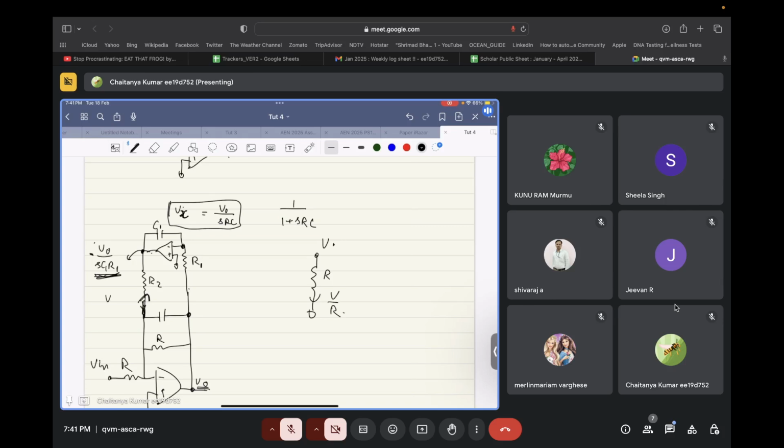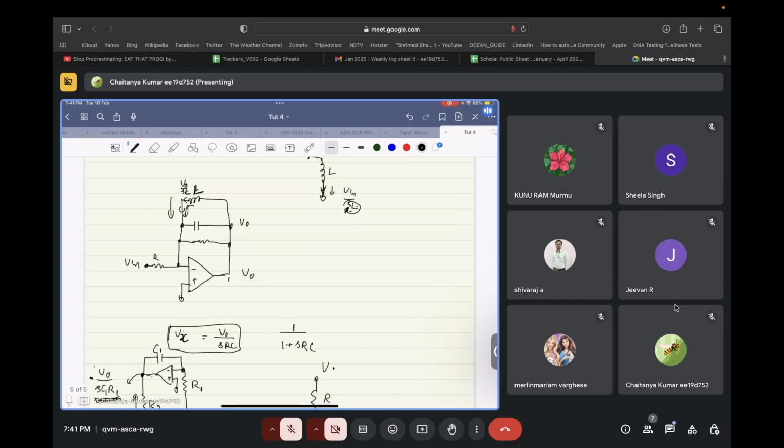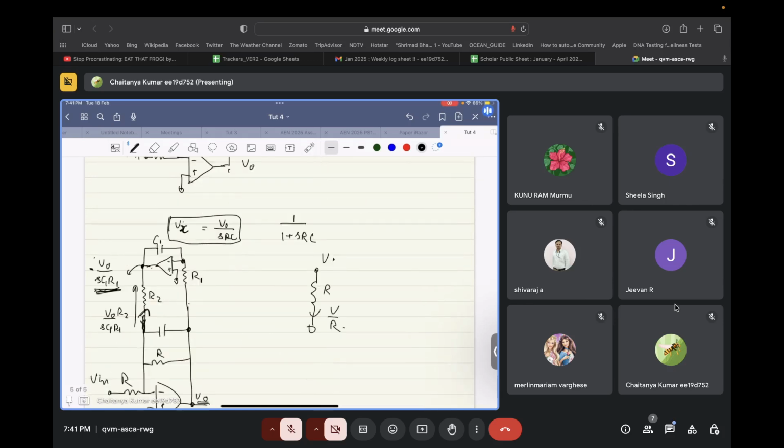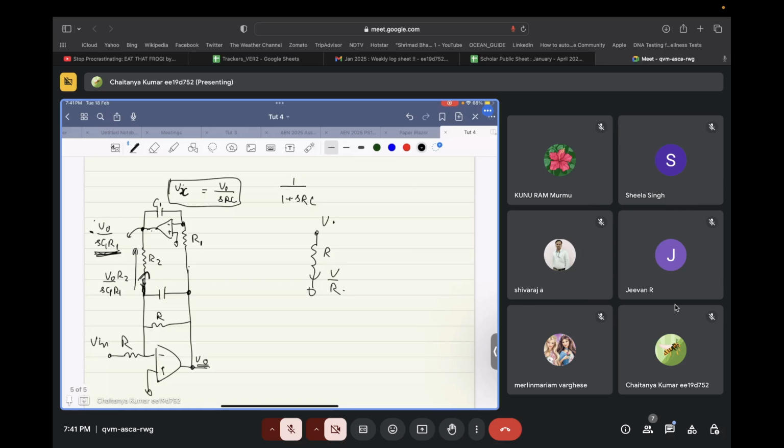So what will be the current flowing here? V0 by SC1 R1 times R2, and that will be flowing in this direction. But in the original circuit, we wanted the current to flow inside the virtual ground. It's moving away from the virtual ground, right? So what do we need? We need some inversion between the output of the integrator and the resistor. So we can add this -1 over here.